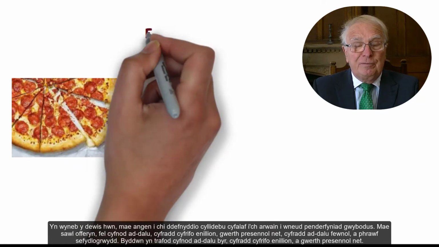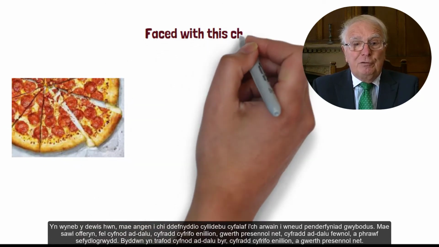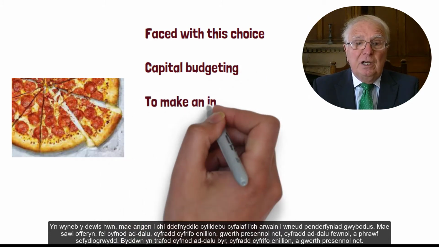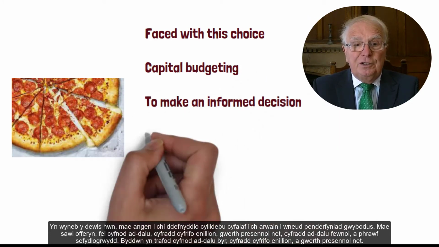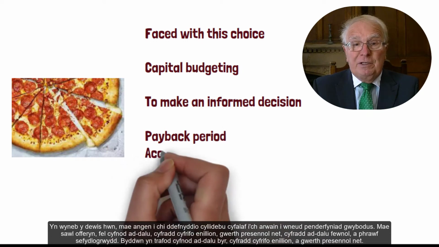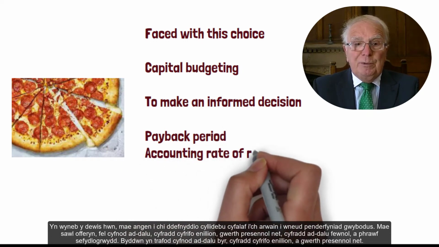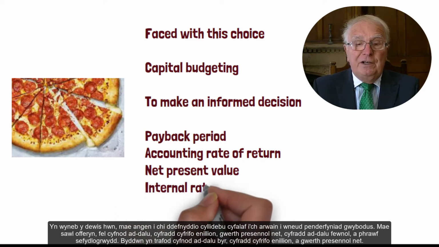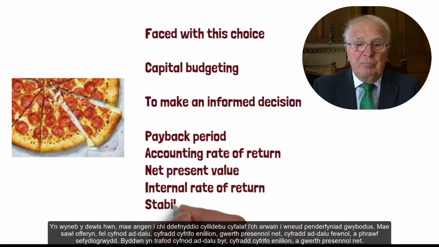make the right decision. There are several tools such as the payback period, accounting rate of return, net present value, internal rate of return and a sensitivity test. We will be discussing briefly payback period, accounting rate of return and net present value a little later.